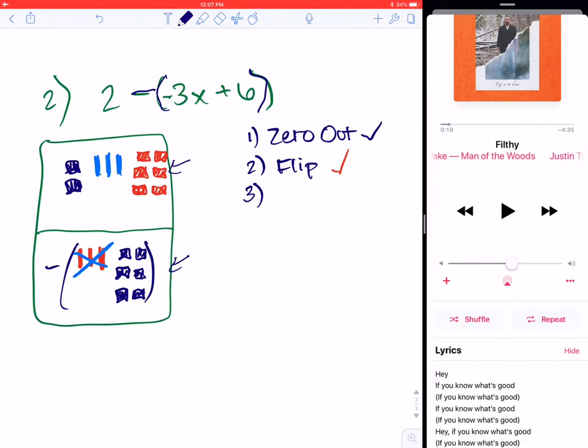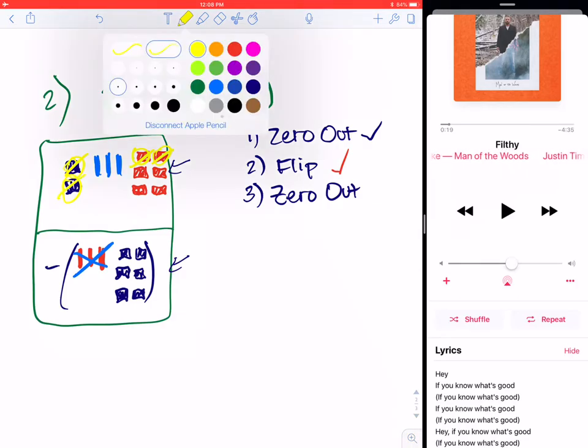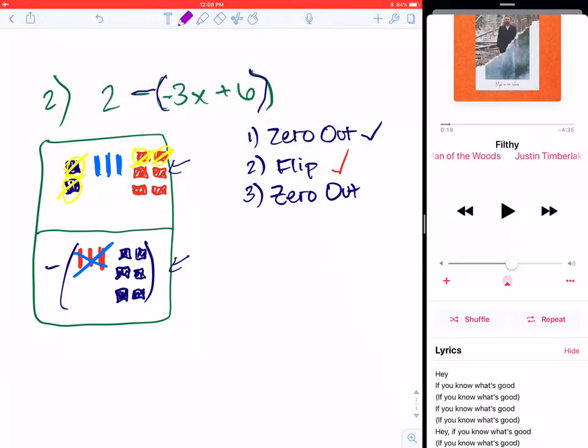My last thing to check is, can I zero out anything else? And the answer is yes. I have a positive unit and a negative unit, those zero out. I have a positive unit and a negative unit, those zero out. So what are we left with? We're left with 3x minus these 4. 3x minus 4. That's our answer.